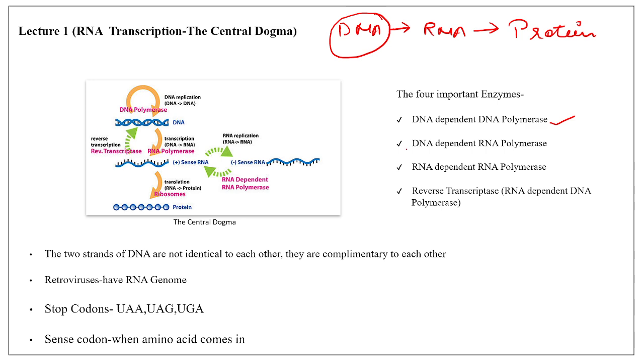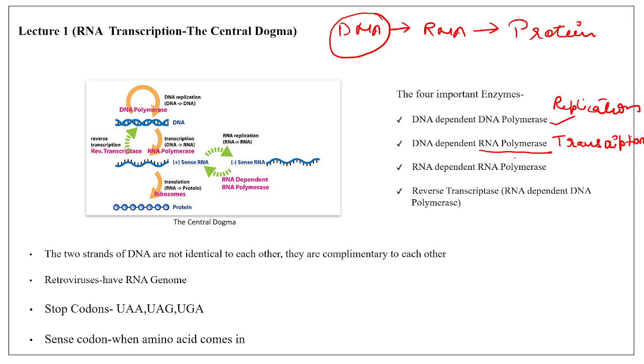Then what is the second enzyme? The second enzyme is DNA dependent RNA polymerase. RNA polymerase means it is polymerizing RNA. DNA dependent means that it is using DNA as the template, and by using DNA as a template, it is synthesizing RNA. So this is required for transcription. Then the third is RNA dependent RNA polymerase.